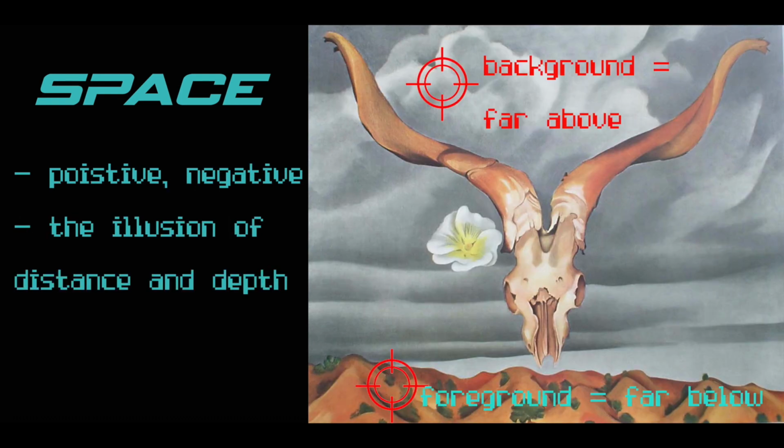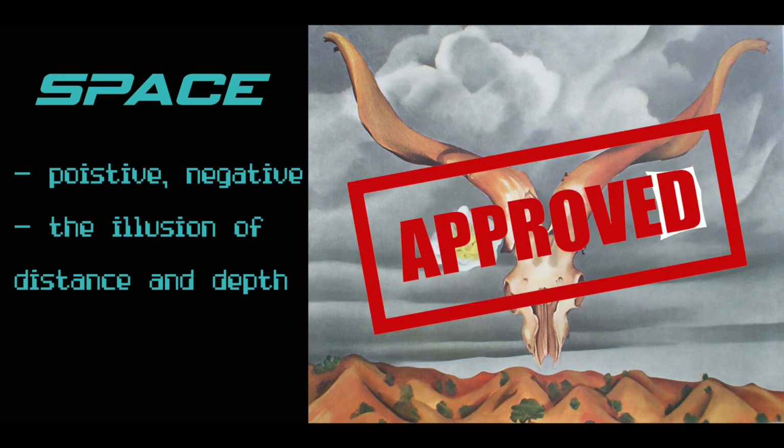Let's also switch it and look at the illusion of distance and depth. It looks as though those mountains look really far away because they're very small and low on the page. The clouds also look as though they're getting smaller and smaller where the mountains are, so it looks like it's going further away. The skull is also separated from the mountains, which looks like it's hovering way above the mountains. So I would say that this artwork definitely has an example of space.